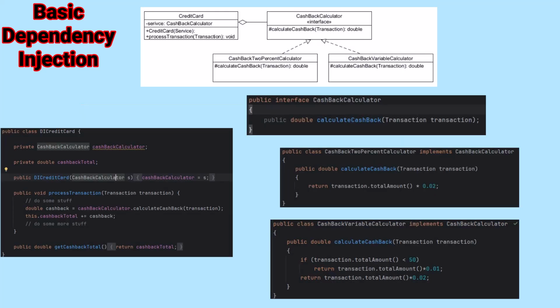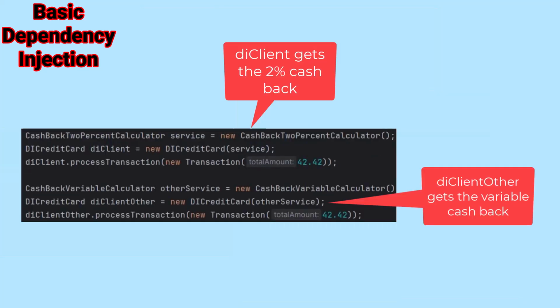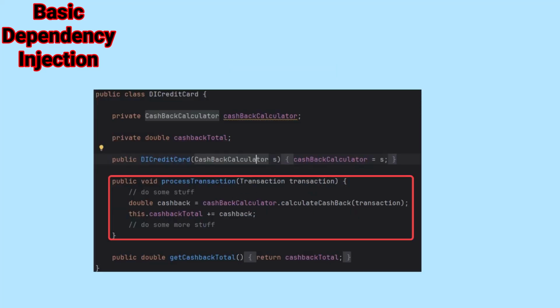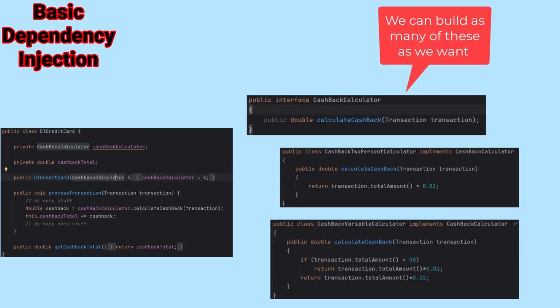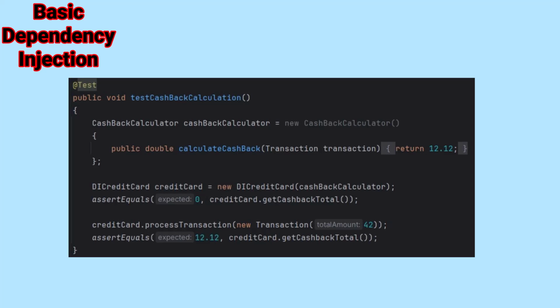For our credit card example, we would have a bunch of ways to calculate cash back. And when we create a credit card, we give it the cashback calculator that it should use. Then, when we're processing a transaction, we use the calculator that we were given to update the cashback total for this card. This isn't really a complicated change, but it has completely decoupled the client from the service. We can build them independently, and we can put together exactly what we need for each card. And it has one other great benefit.